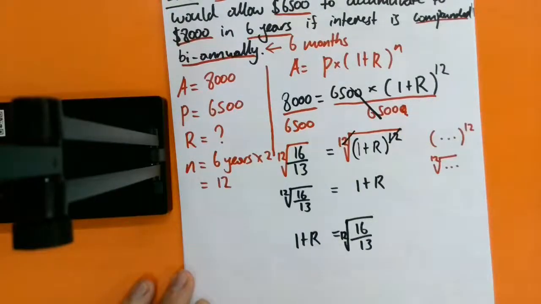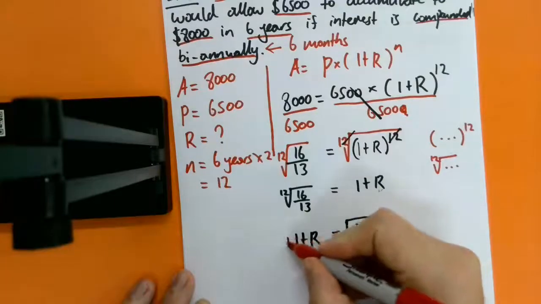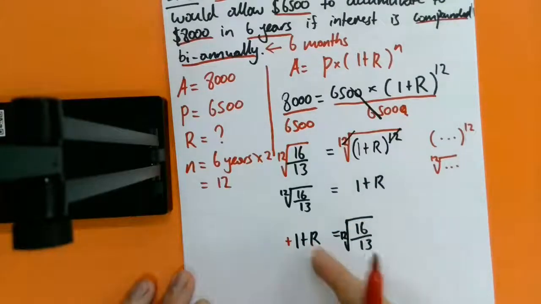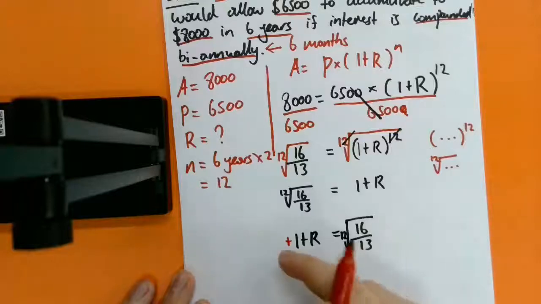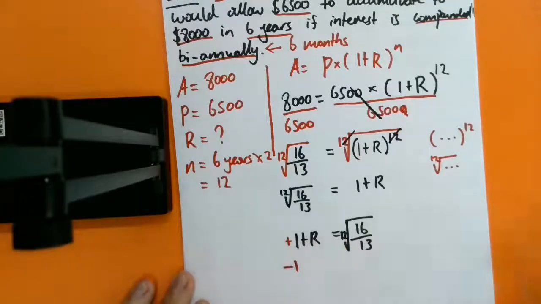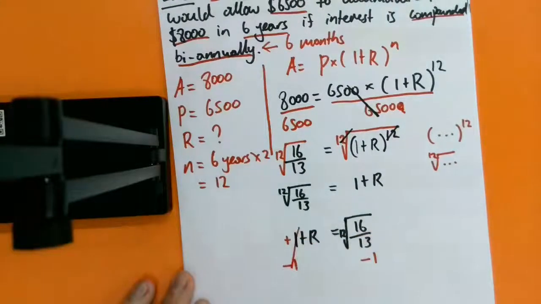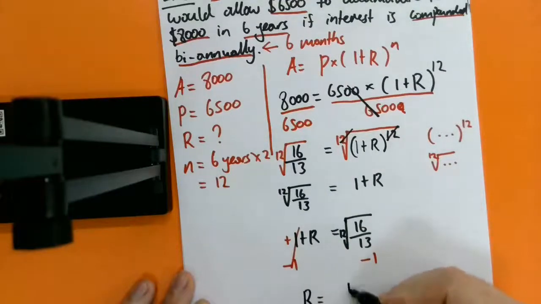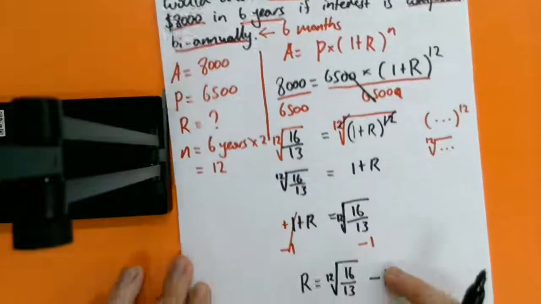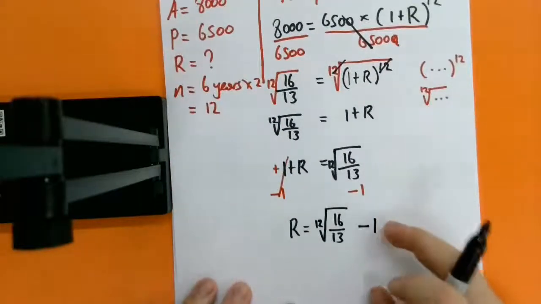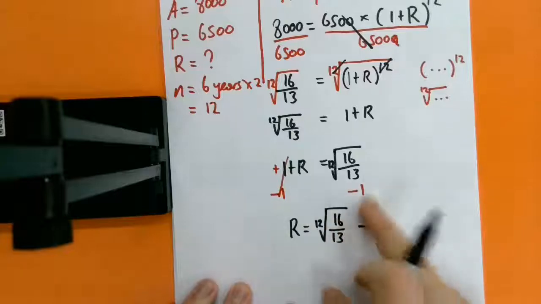So, let's continue on. Out the front of this 1 is a plus. We're nearly there to get the r by itself. So what I'm going to do is I'm going to do the opposite of plus. I'm going to minus 1. And what I do to one side, I must do to both. Minus 1. That will cancel, leaving me with r is equal to the 12th root of 16 over 13 minus 1. I cannot stress enough, well, let me move this up so you can see, cannot stress enough that minus 1 is not underneath that square root.